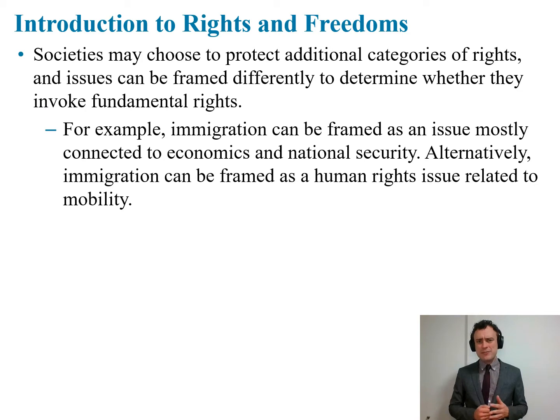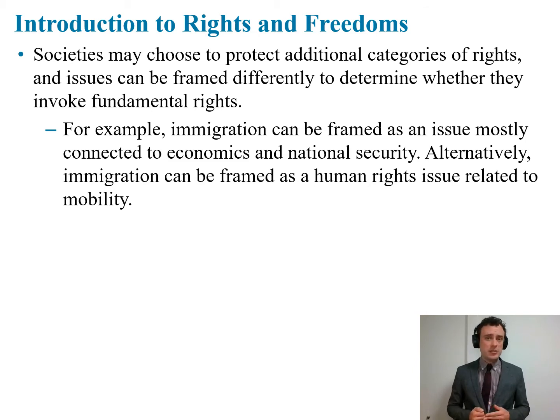In addition to the 5 categories of rights in the United Nations Universal Declaration, some countries choose to protect additional categories of rights. For instance, as we'll see in Canada, Indigenous rights and language rights are also protected categories under the Charter. The framing of issues as rights issues can be a controversial one.